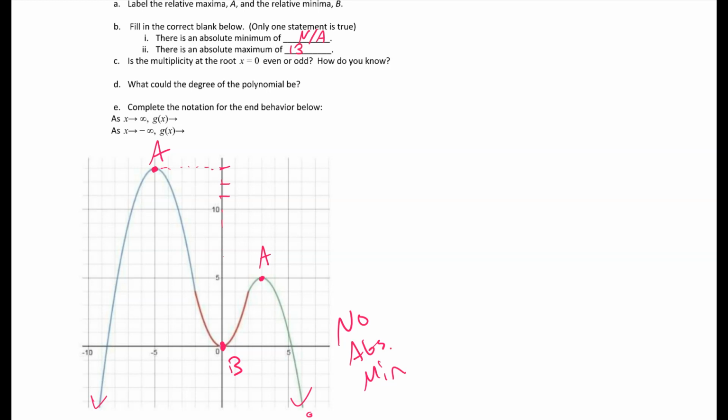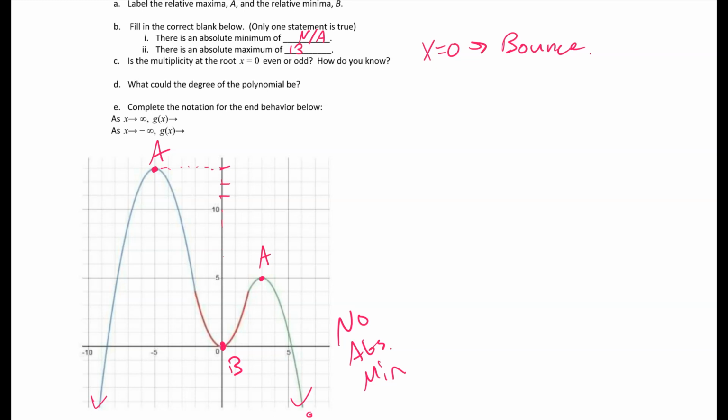Part C says, is the multiplicity of the root x equals 0 even or odd? Well, I'm looking at x equals 0, and I'm noticing at x equals 0, there's a bounce. Right, so what do I mean by a bounce? I mean that if you're looking at the axes, as it's approaching the x-axis, it touches it, but then it turns around in the other direction so that it doesn't actually pass through.